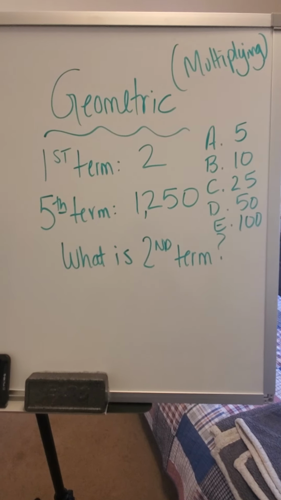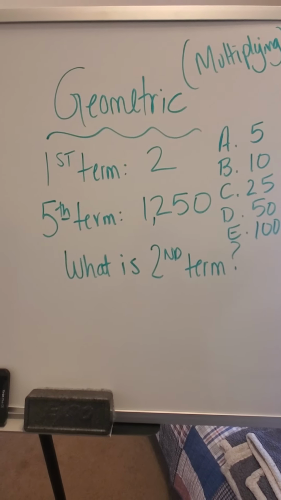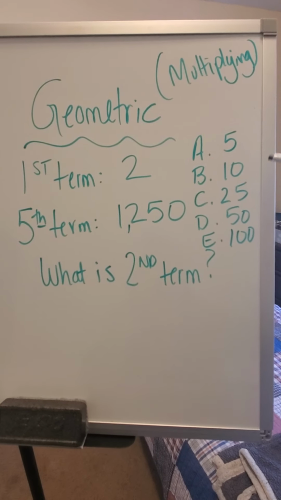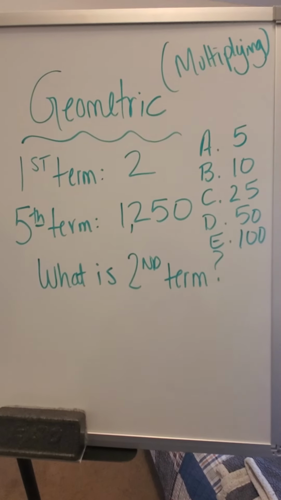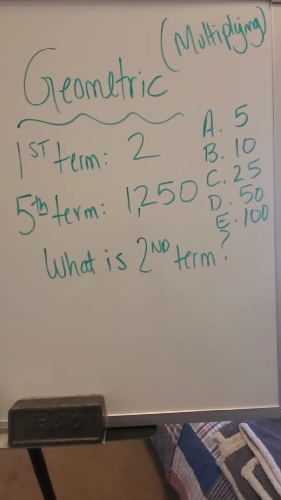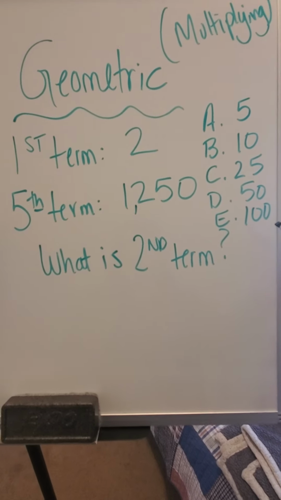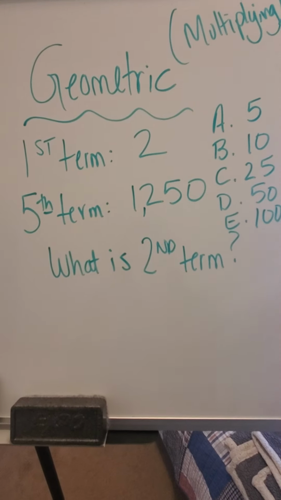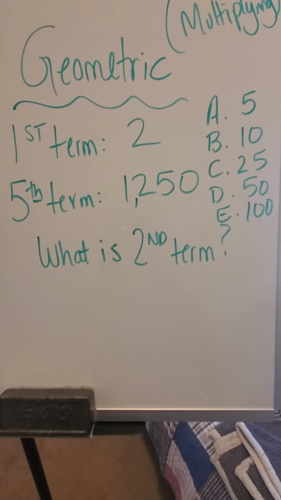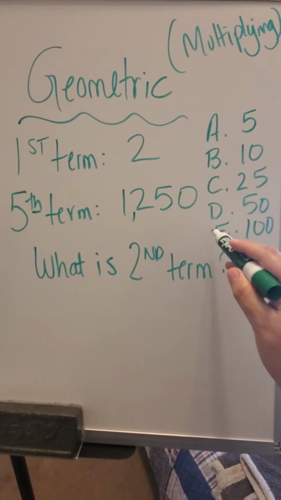If they have a geometric sequence and they say the first term is 2 and the fifth term is 1250, what is the second term? Here are your answer choices: 5, 10, 25, 50, 100. I hope you would imagine that E is going to be way too big, because we're multiplying. 2 times 50 would give me 100, and then 100 times 50 would be over my fifth term, and that's just getting to the third term. So hopefully you can reason out a little bit and rule out E.